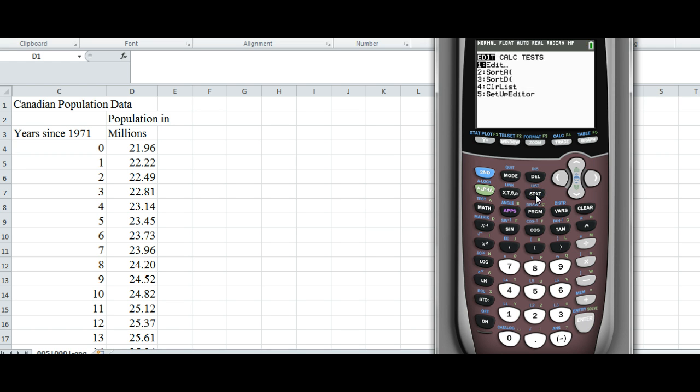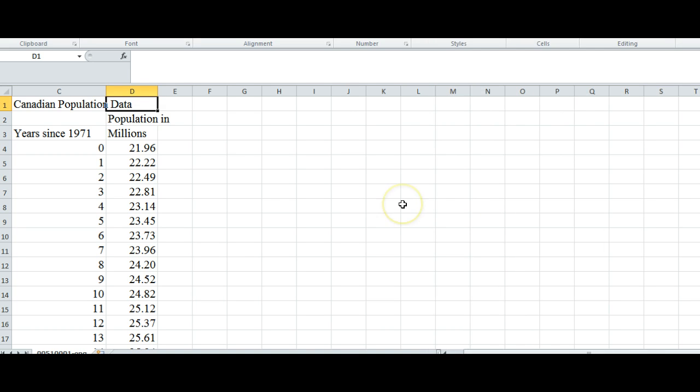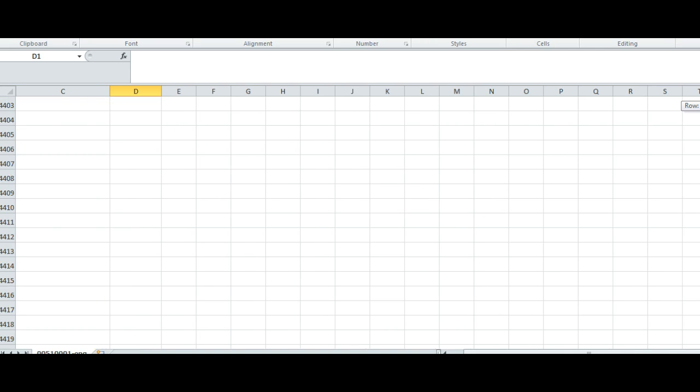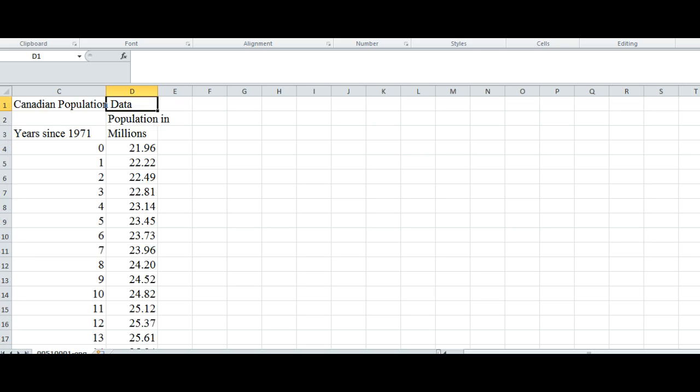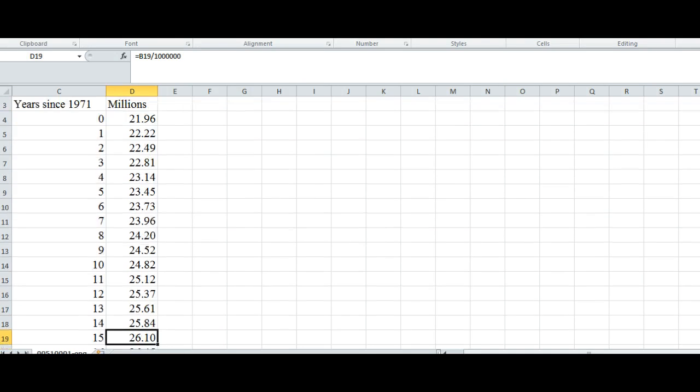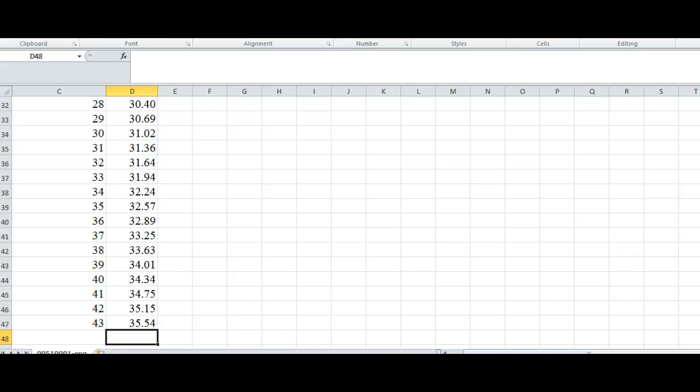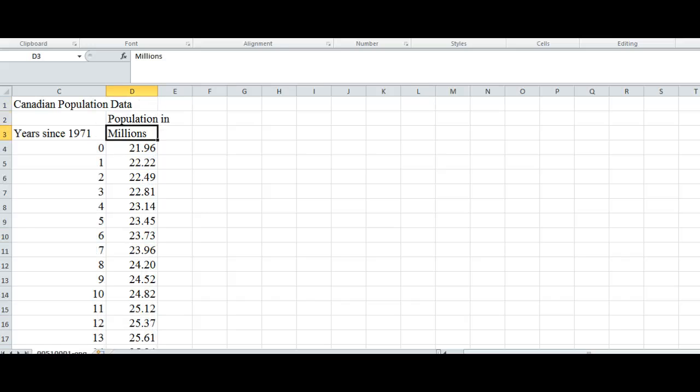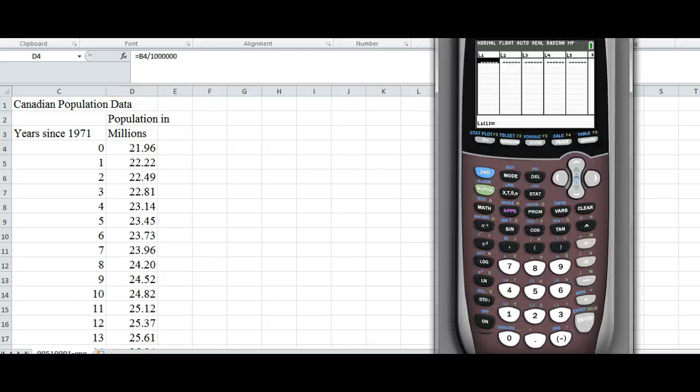We'll go into stat, edit, and in L1 we're going to put the numbers 0 to 43. You're going to have lots of data to work with. It's okay, we're in class, we can do that. You're not going to get that on a diploma, we're not going to give you 40. So in L1, just put 0 through 43. Then we'll worry about filling in the rest.